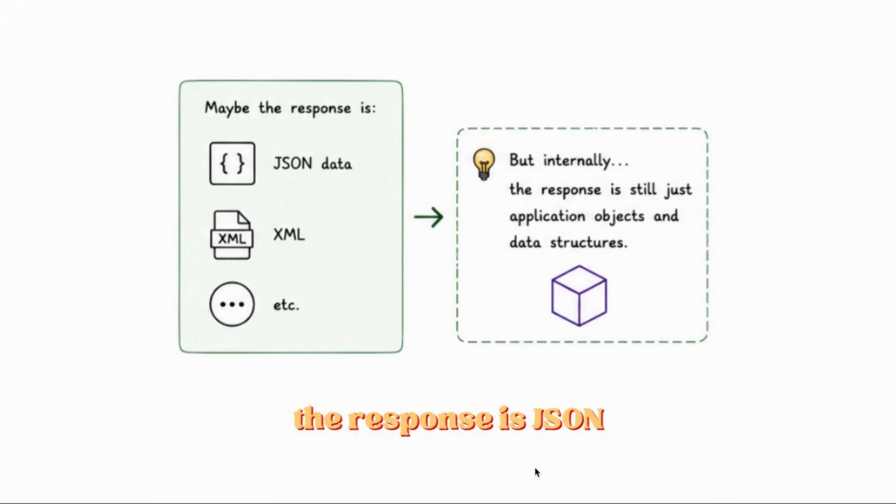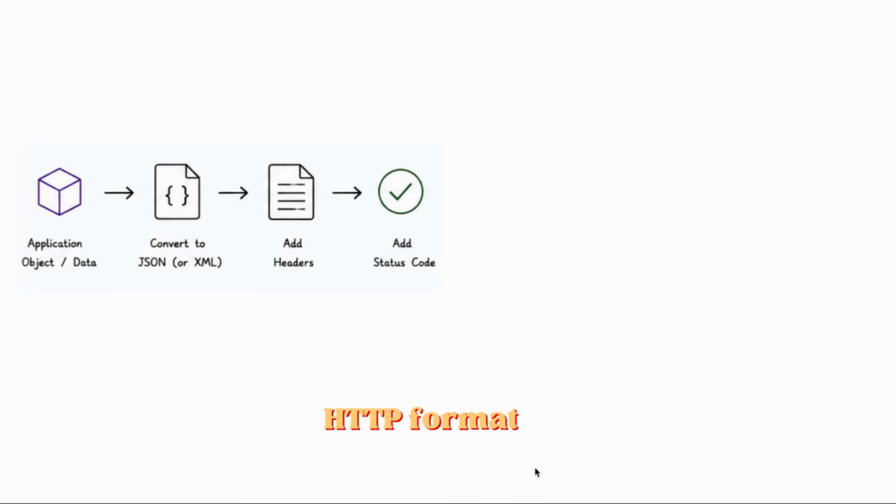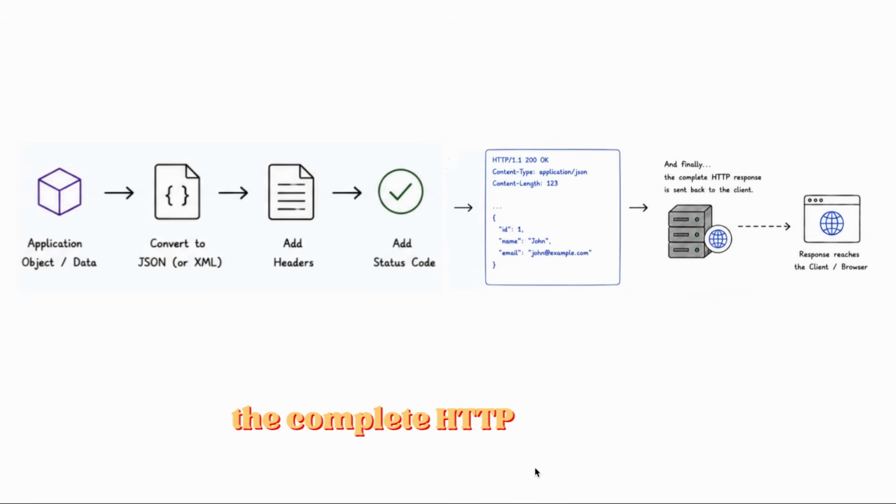Maybe the response is JSON data, right, or XML, etc. But internally the response is still just application objects and data structures. So the framework now converts that response into proper HTTP format. For example, a Java object may get converted into JSON, headers are added, status codes are added, and finally the complete HTTP response is sent back to the client.